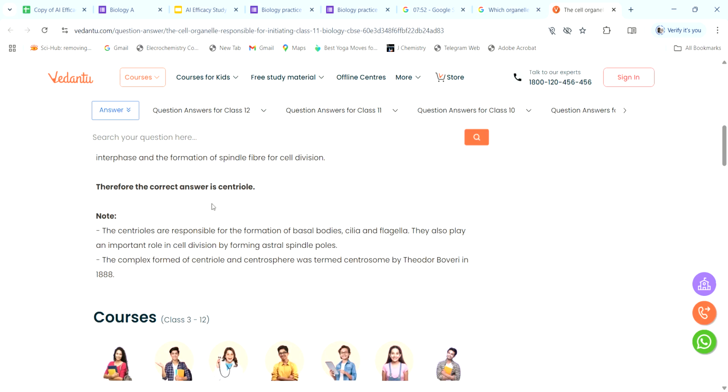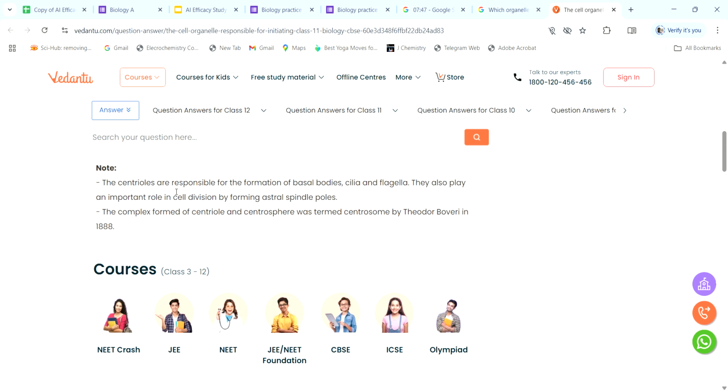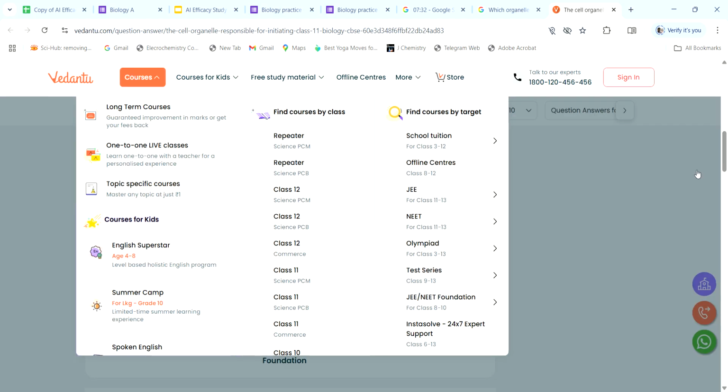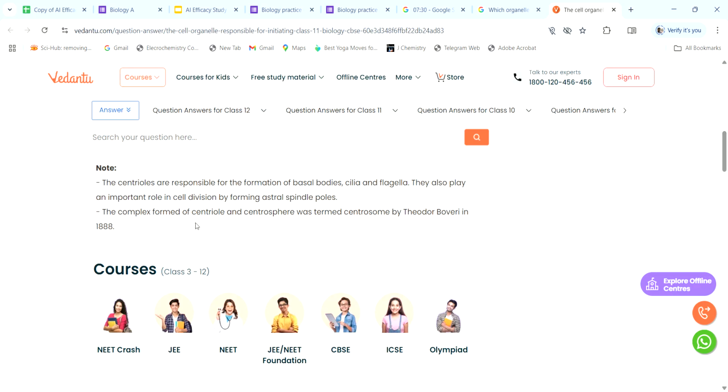The centrioles are responsible for the formation of basal bodies, cilia, and flagella. They also play an important role in cell division by forming astral spindle poles. So the complex formed by centriole and centrosphere was termed centrosome by Theodore Boveri in 1888.